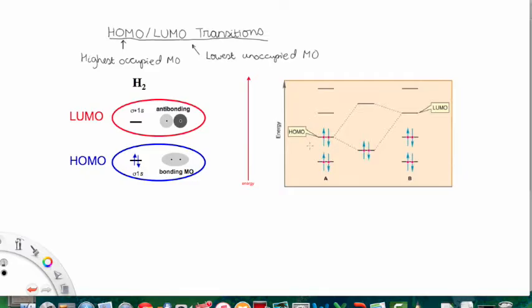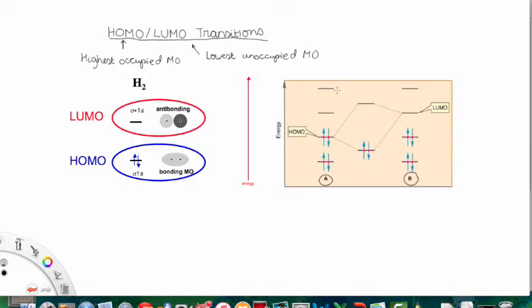So basically, if this was molecule A and this was molecule B, the highest occupied molecular orbital is the one that's completely filled, which is the highest energy for that particular molecule. Whereas the lowest unoccupied molecular orbital is the first energy level up for the other molecule, where in an excited state, an electron could be put into that particular orbital.